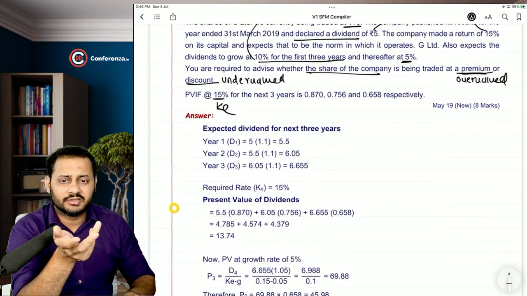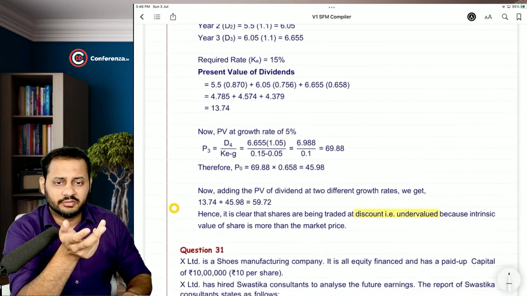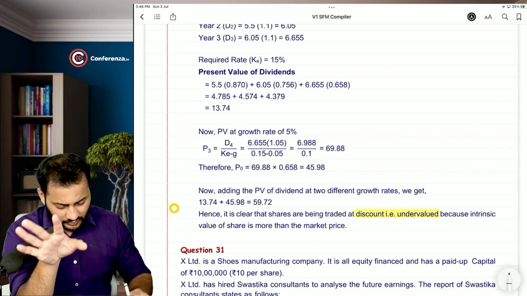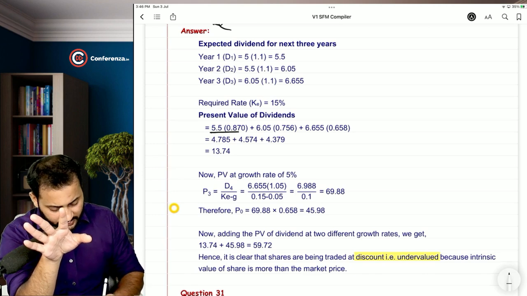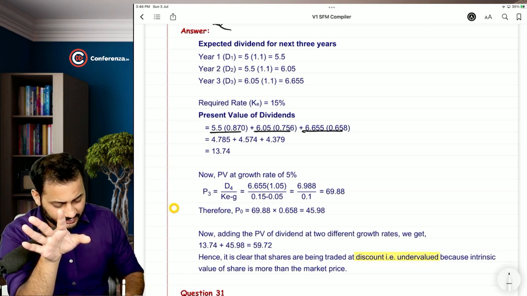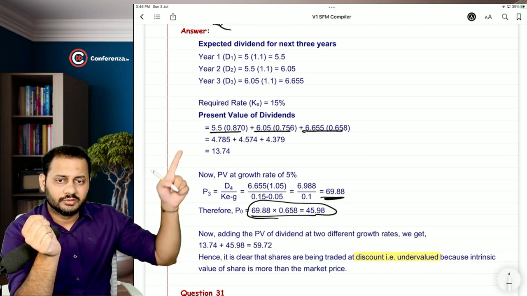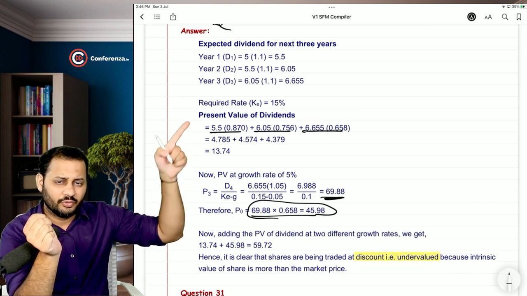So for 3 years, I will tell you the 3 years' dividend and the third year price. All you have to discount is the first year dividend, second year dividend, third year dividend, and the terminal value 69.88. The present value of that is this. So the first 3 years' dividend, but do not follow this format.